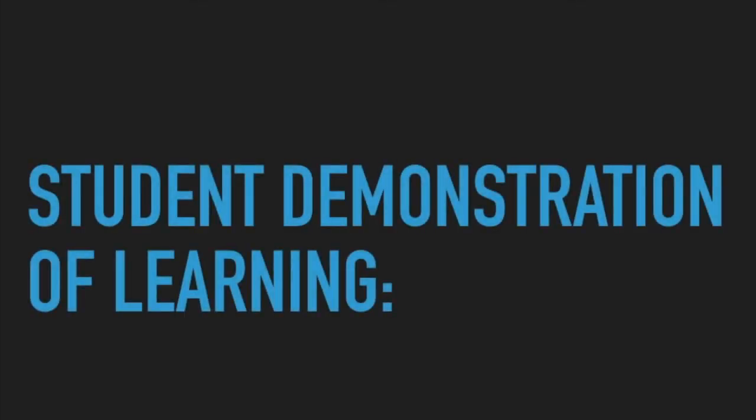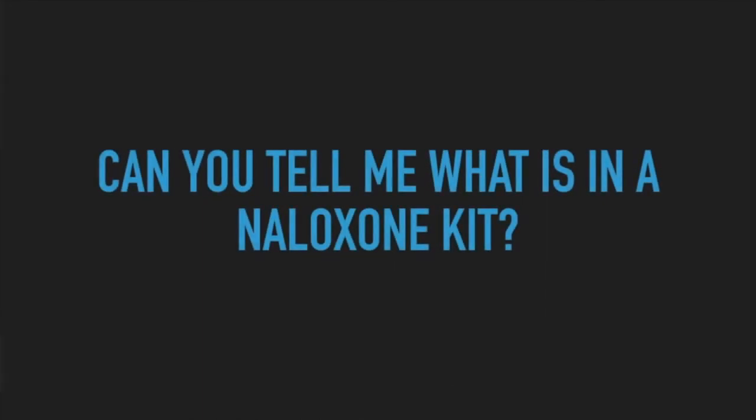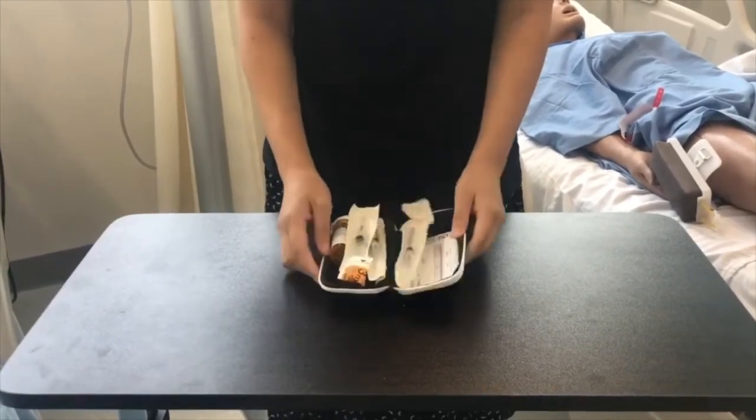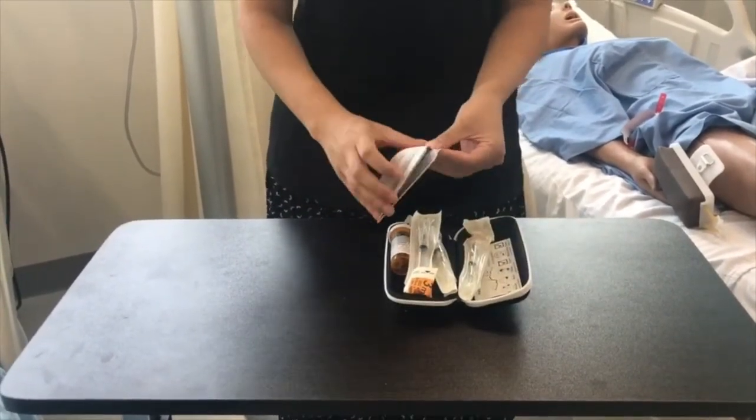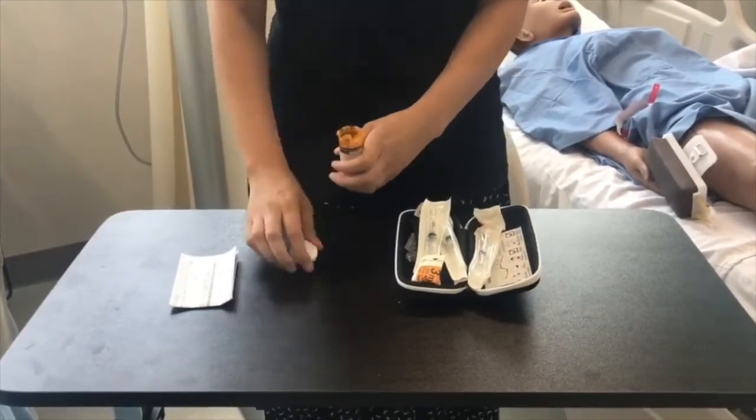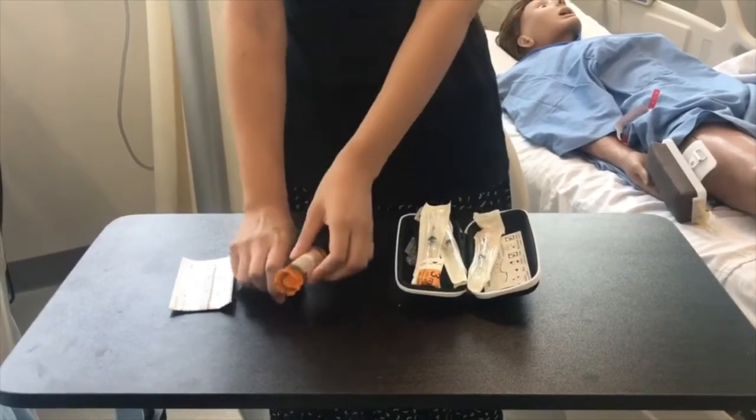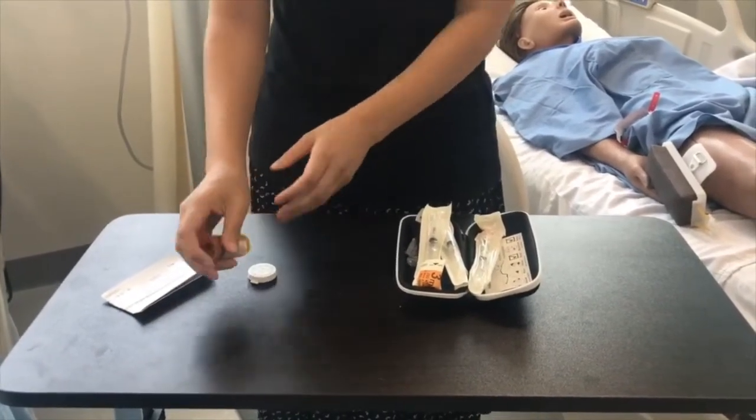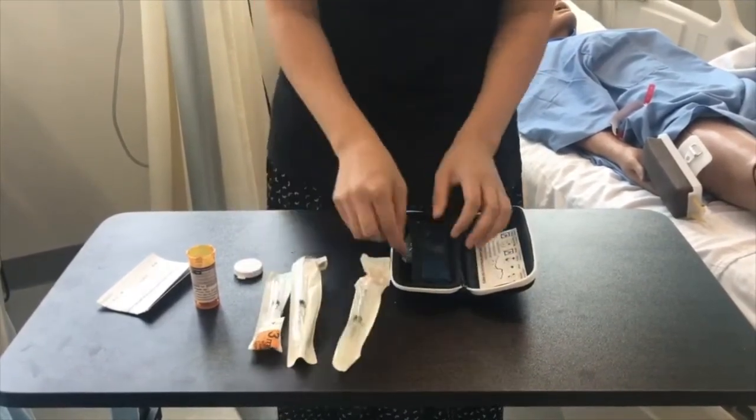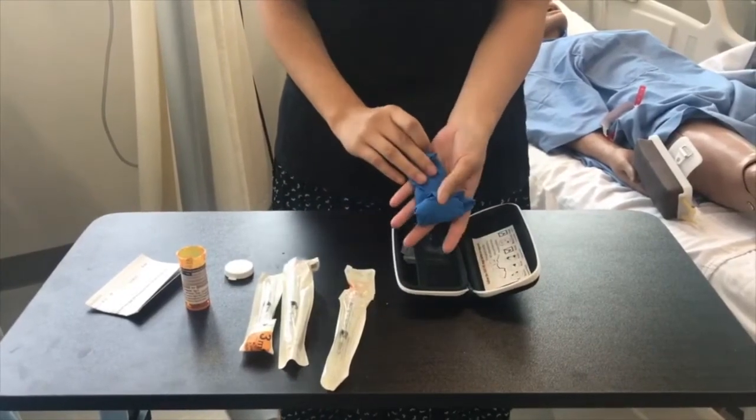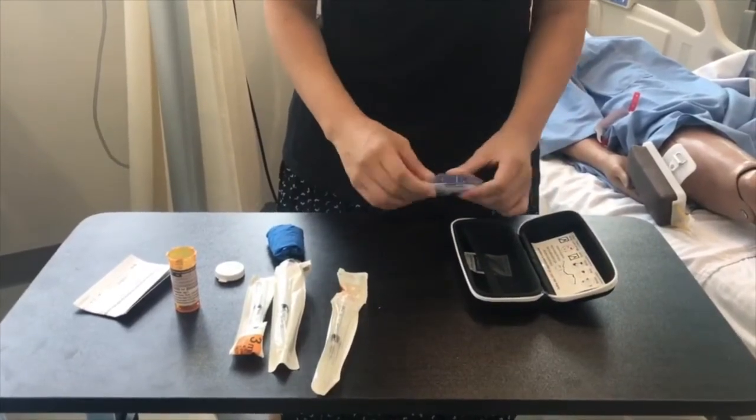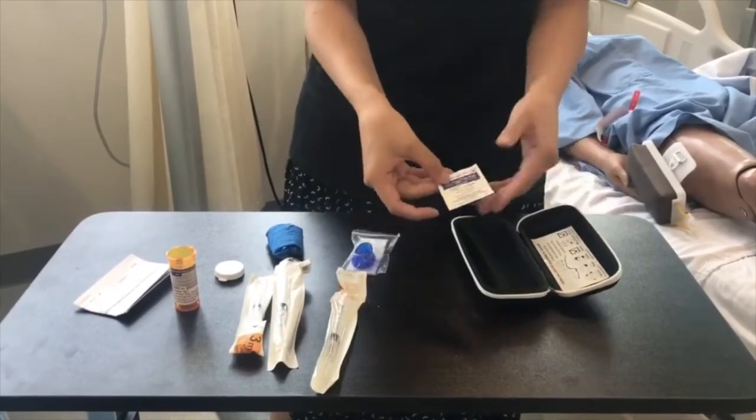Student demonstration of learning. Can you tell me what is in a naloxone kit? So inside the kit, I will find the instructions, the overdose information form, 3 naloxone ampules, three needles, pair of gloves, face mask, as well as an alcohol swab.